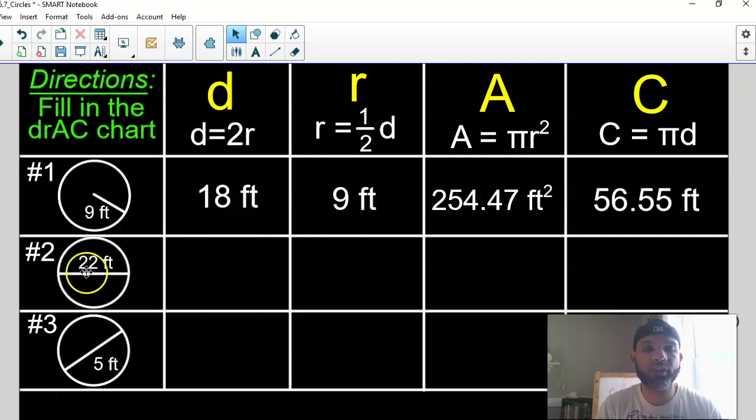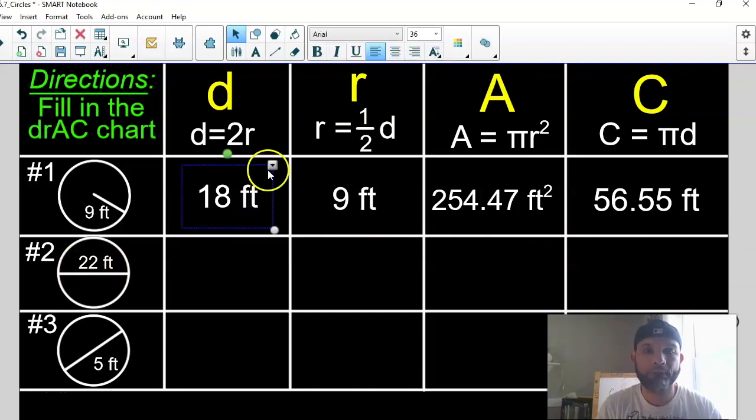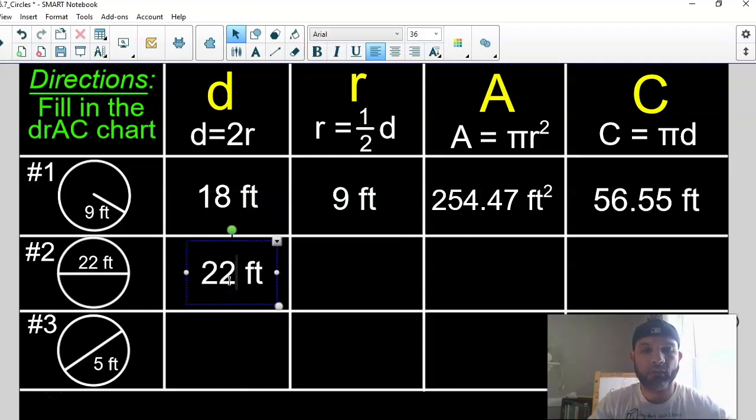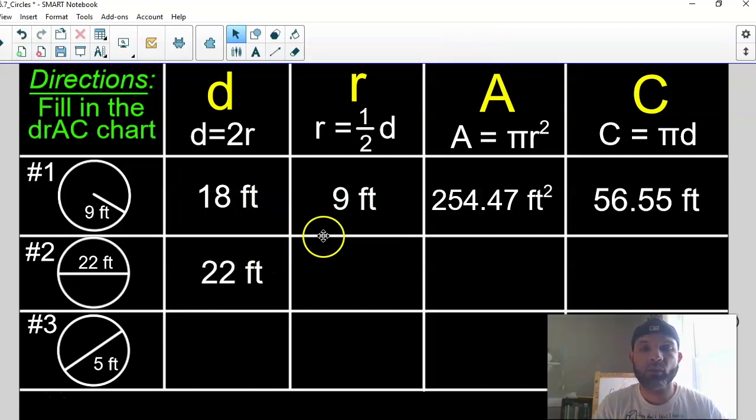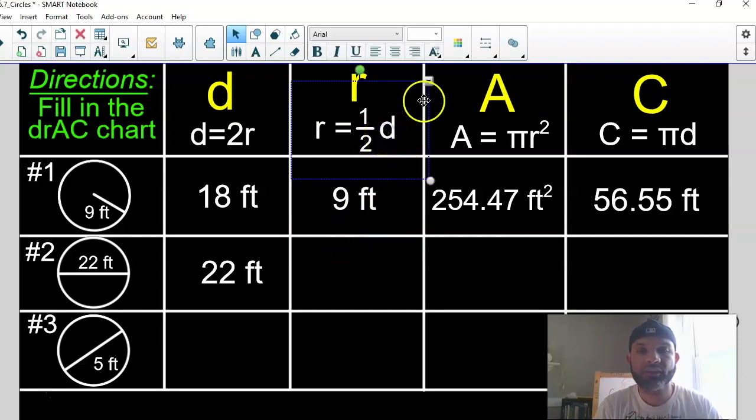Our next one, the 22, right? It's either going to be the diameter or the radius. That 22 should go under what letter? The D, the R, the A, or the C? Well, it is the diameter, guys. So this is 22 feet. Now we plug that into our formula to find the radius. Radius is going to be equal to half the diameter, right? In other words, it's the diameter divided by 2.